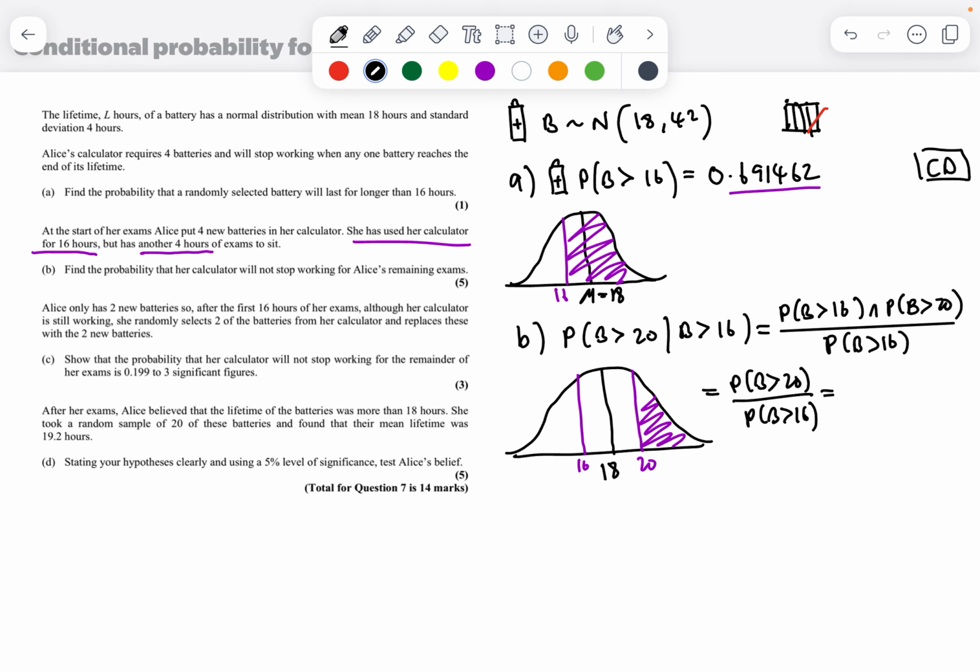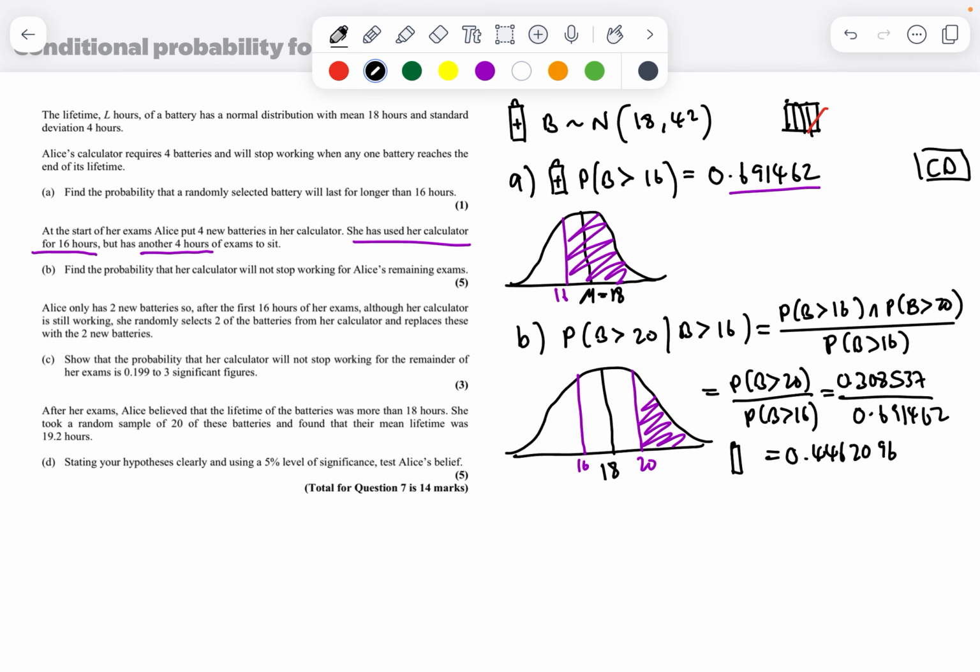Okay, again, we can use our calculator for this. And that is 0.308537. And that's divided by 0.691462, which gives us 0.446296. Now, this was the point of contention. This is for one battery lasting more than 20 hours, given it lasted more than 16 hours already.